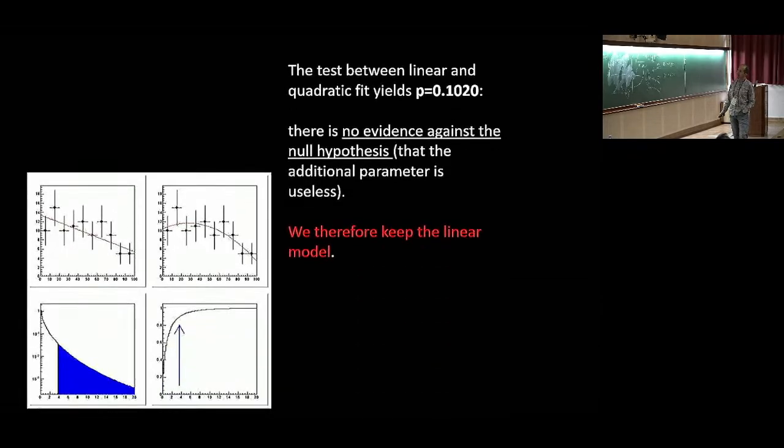And now let's compare the linear to the quadratic, and we get this F value, and the p-value of this F number is 10.2%. So it's above 5%, and so this tells us that there is no evidence against the null hypothesis, which in this case is the linear slope.